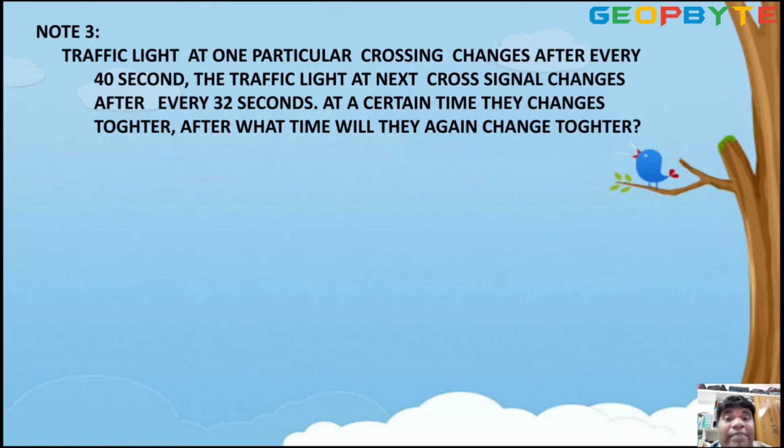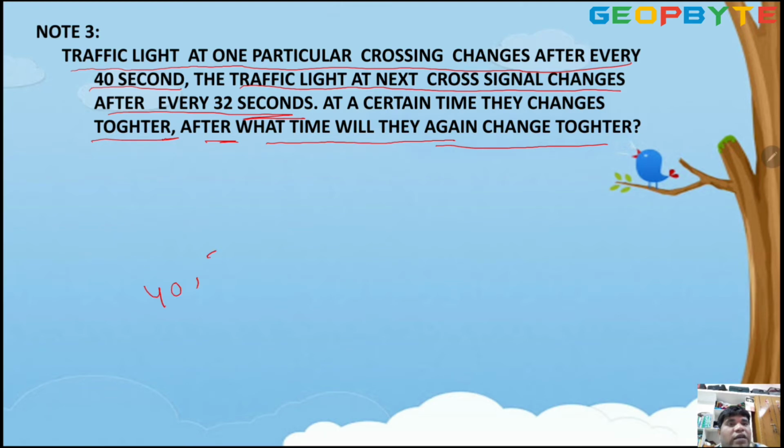Traffic. Already I mentioned the traffic and bells LCM concept. A traffic light at one particular crossing changes after every 40 seconds. The traffic light at the next crossing changes every 32 seconds. At a certain time, they change together. After what time will they again change together? LCM of 40, 32.